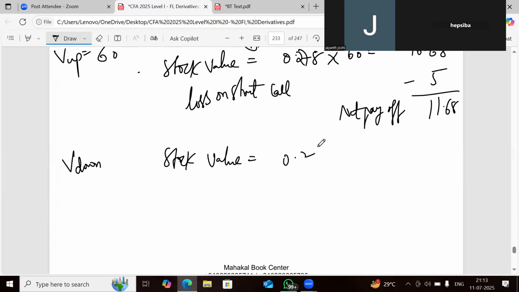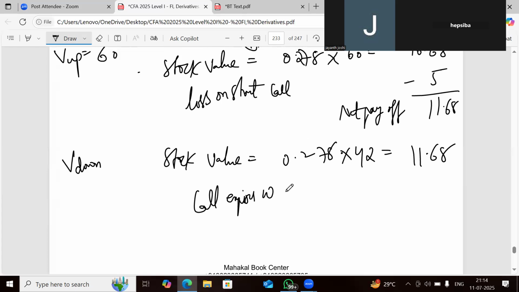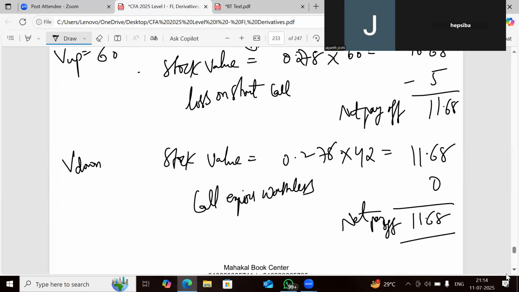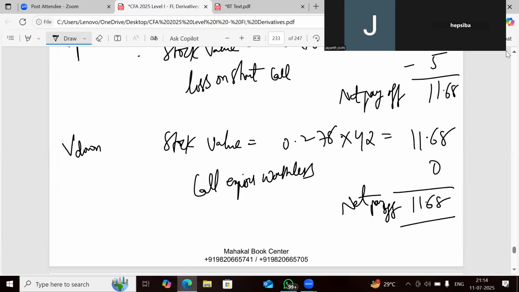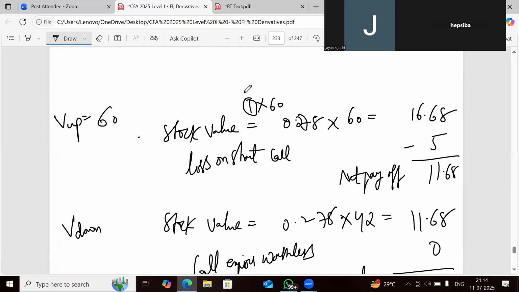Again, not one stock, 0.278 stocks, part of a stock. And here, when the price goes up, the call expires worthless. 0, 11.68 net payoff.